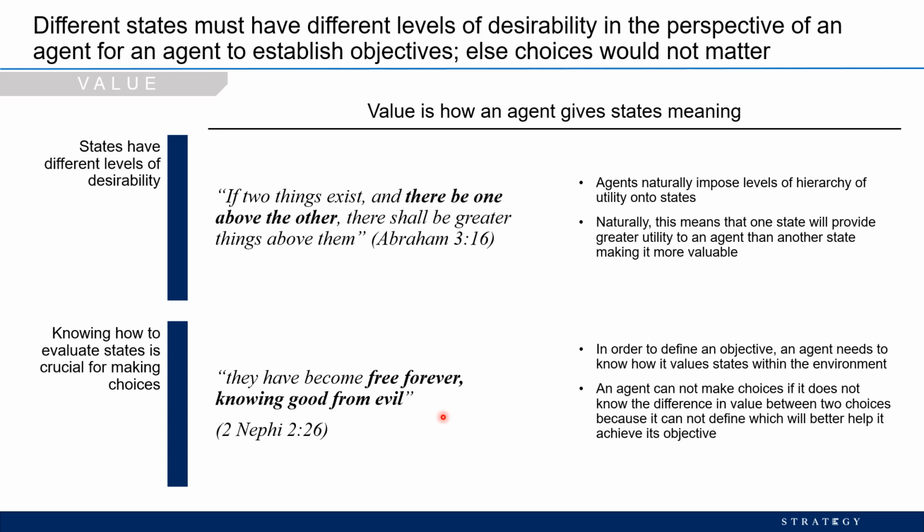Now, while states are objective, remember that value is completely subjective. It is what we give to a state. It is the meaning that we give to an objective state. And by giving a state value, we naturally will make one state more desirable than another state.